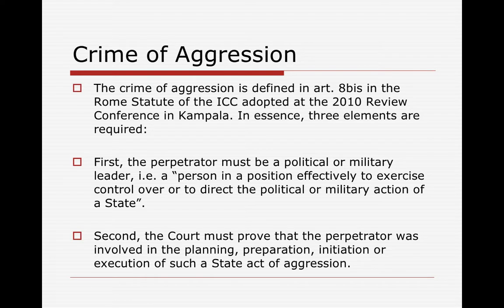And the final element of crime, which is the crime of aggression. Initially in 2003, this was not agreed upon. The definition was not agreed. And this has been elaborated after the 2010 review conference. And there are certain elements to define something as a crime of aggression. First, the perpetrator must be a political or military leader, so that they are in a position to effectively exercise control over or to direct the political or military action of a state.